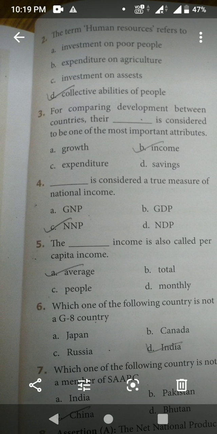The term human resources refers to dash. That is option D, collective abilities of people. The term human resource refers to collective ability of people.